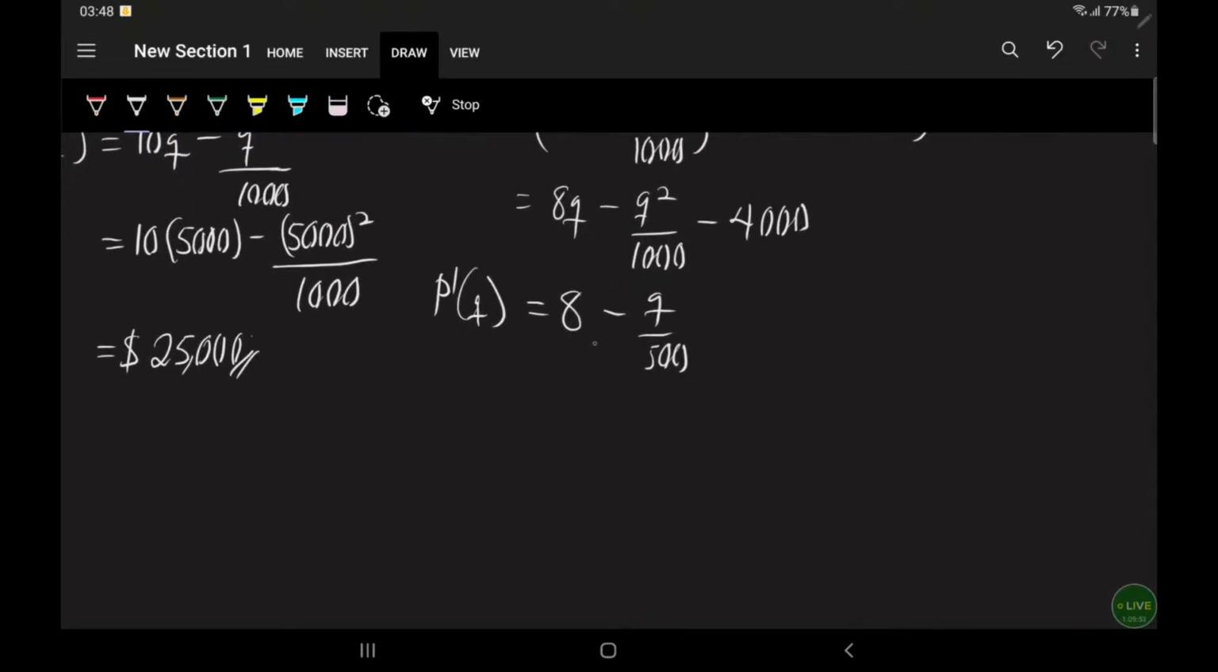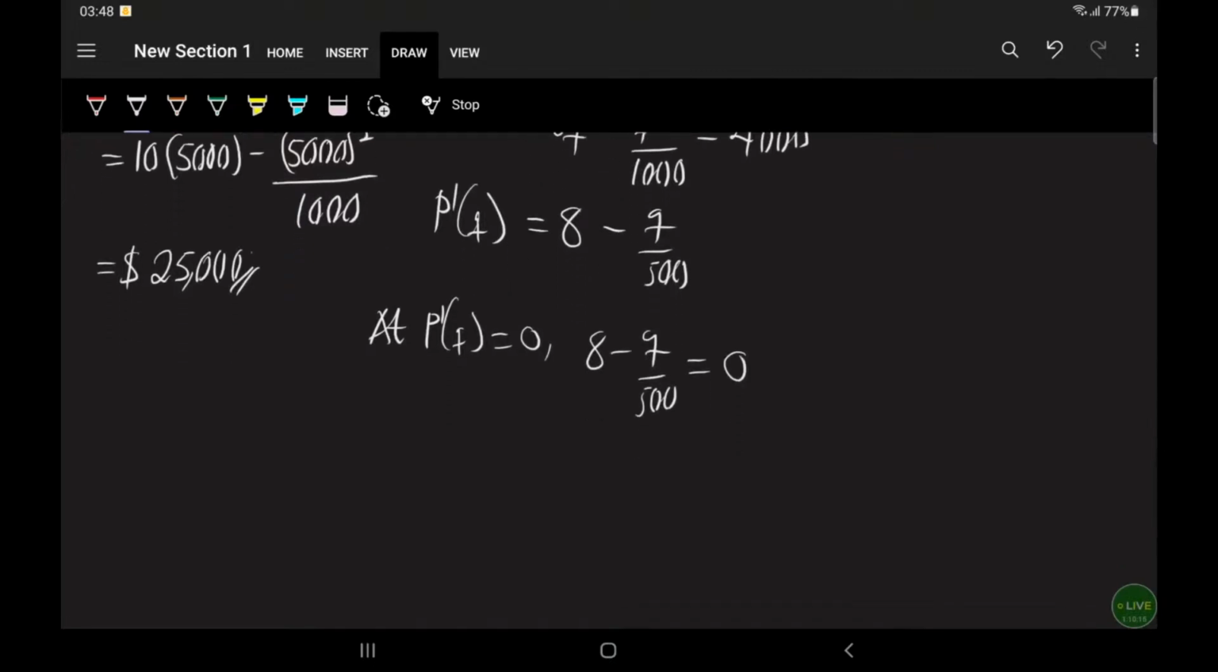So we are saying that at this point the production level is 0. So at this point, P prime of Q is equal to 0, then we can say that 8 minus Q over 500 should be equal to 0. I believe that is clear.